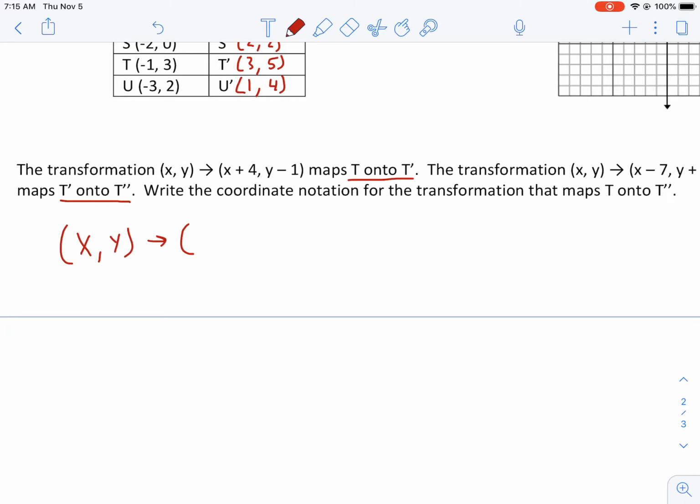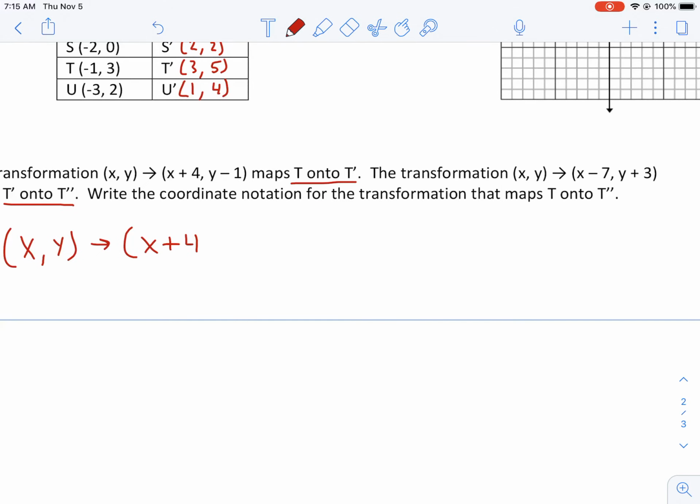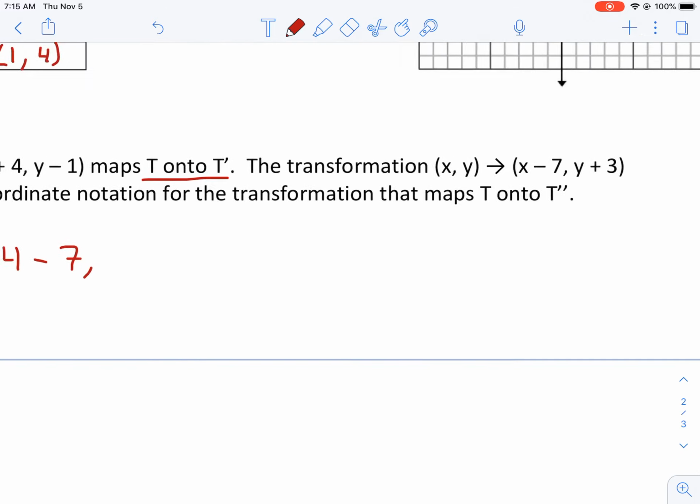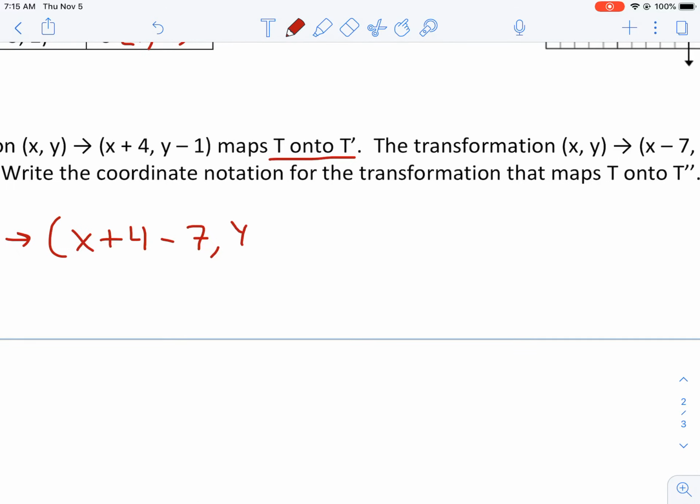In the first transformation, we've got x plus 4. But then we're taking that and subtracting 7. So we've got x plus 4 and then minus 7. If we look at y, we've got y minus 1, and then we've got y plus 3. So y is going down 1 and then going up 3. So if we combine those transformations into one transformation, what is that equal to?